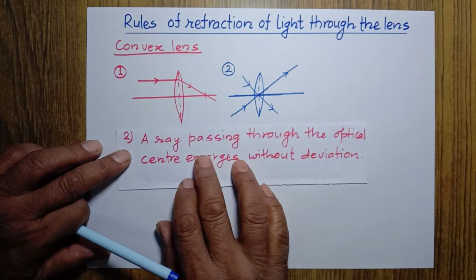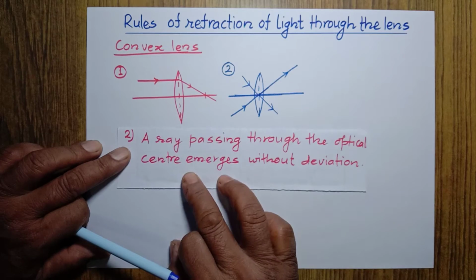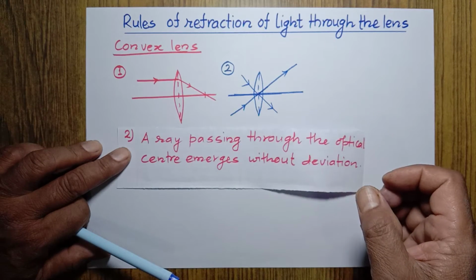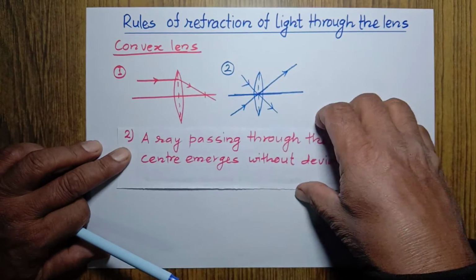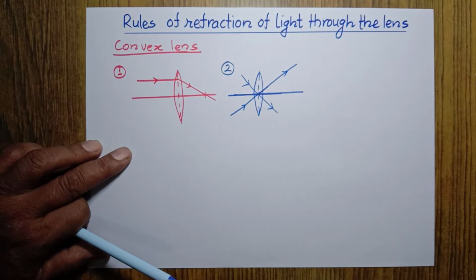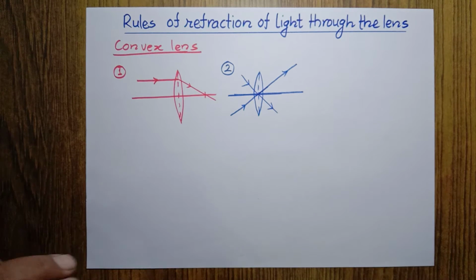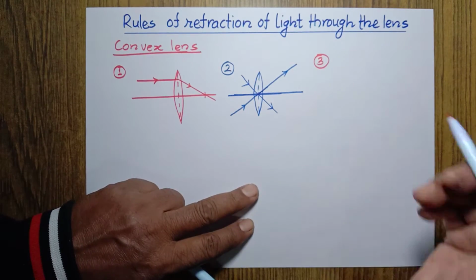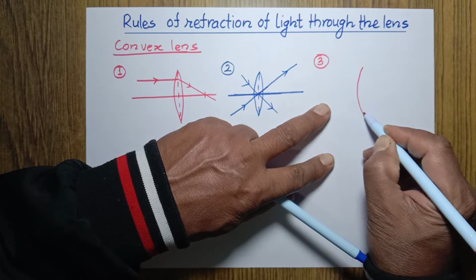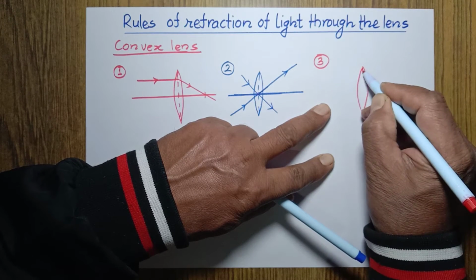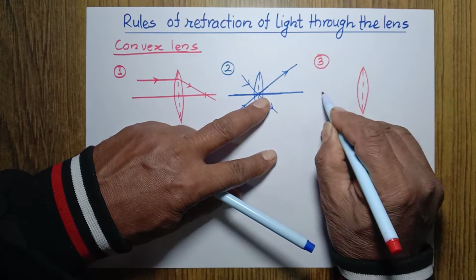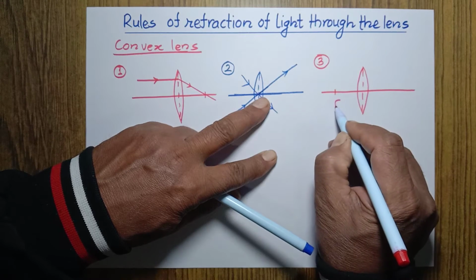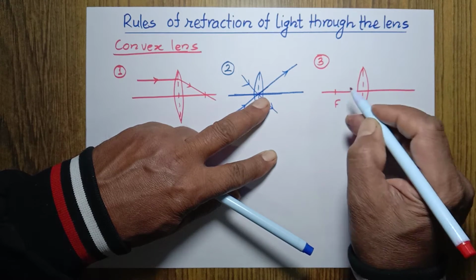Look at this. A ray passing through the optical center emerges without deviation. Means it passes without deviation. This is the second rule for the convex lens. And somewhere another rule is also given. Let's talk about this third rule also, which can be represented this way. Let's say this is a convex lens, and this is a bisector line here, and this is the principal axis, and let's say this is the focus of this convex lens. Focus lies on both sides, but we are concerned with this one only.